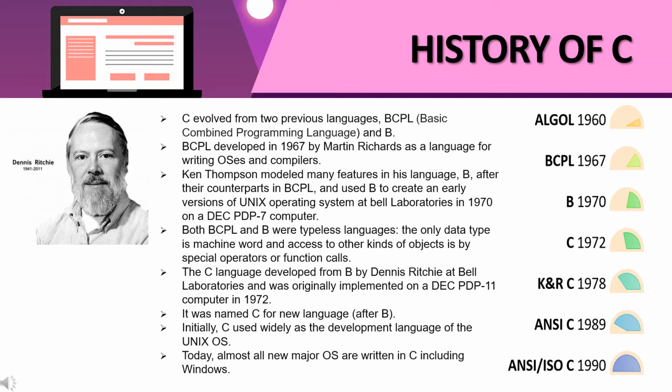Now the C language developed from B by Dennis Ritchie at Bell Laboratories and was originally implemented on a DEC PDP-11 computer in 1972. It was named C for the new language which is coming after B. Initially, C was used widely as the development language of the Unix OS, and today almost all new major OSs are written in C including Windows.